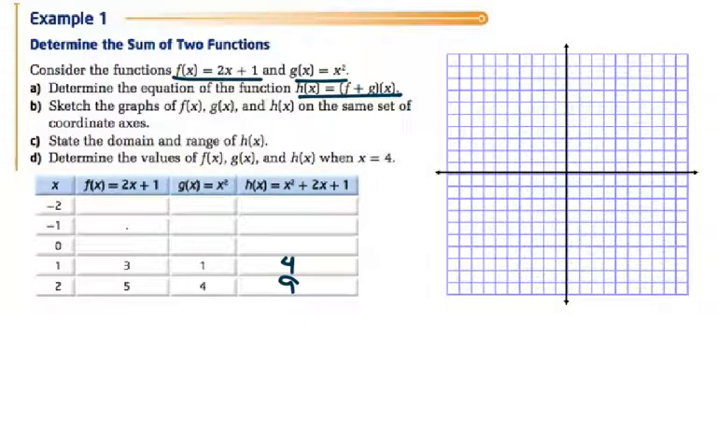If we go and continue it that way, we plug in 0 to f, we should get 1. Plug in 0 to g, we should get 0. 1 plus 0 would give us 1. Plug in negative 1 to f, we should get negative 1. Negative 1 into g gives us 1. And negative 1 plus 1 is 0. Plug in negative 2 to f, we'll get negative 3. Into g, we'll get 4. And into h, we'll get 1.